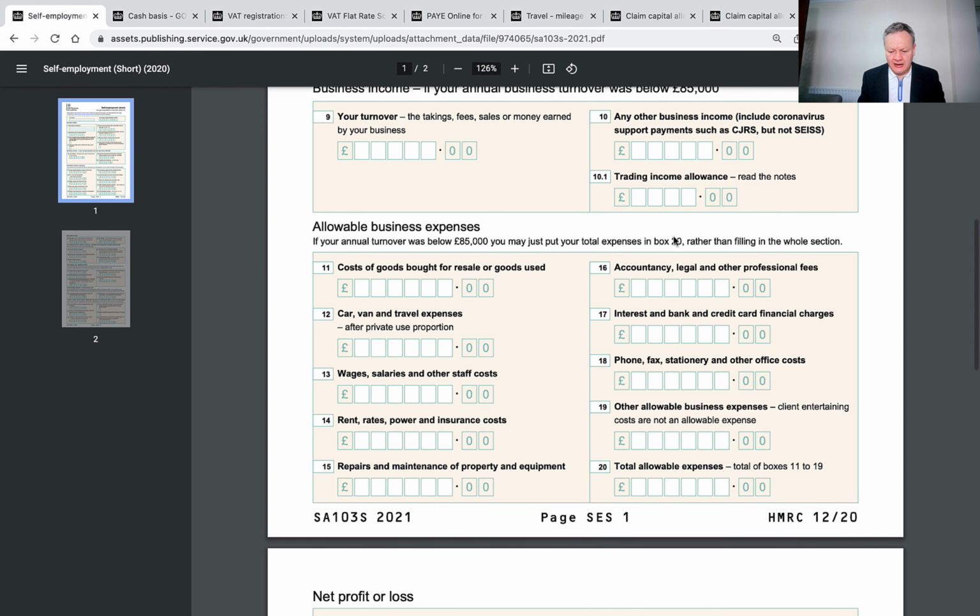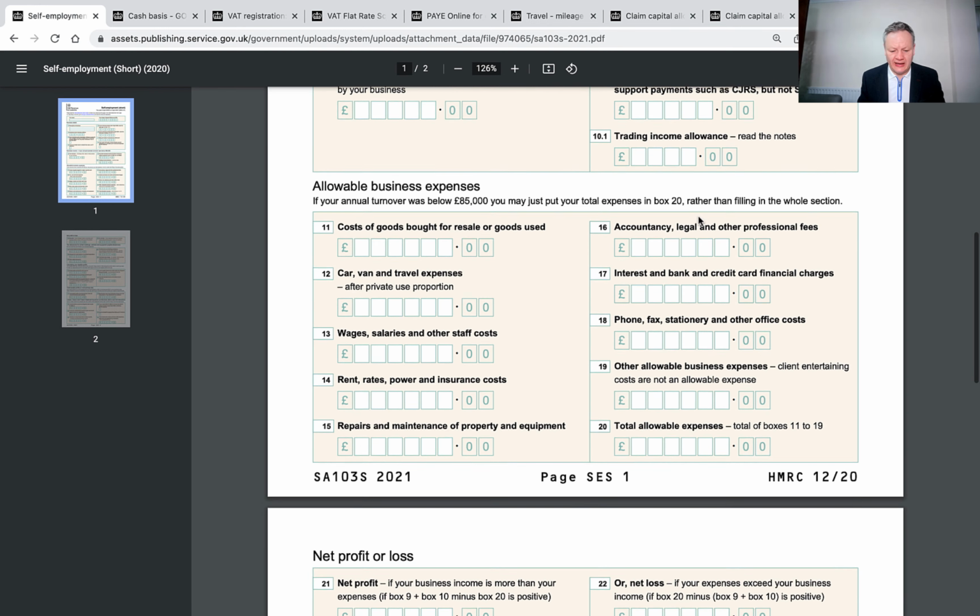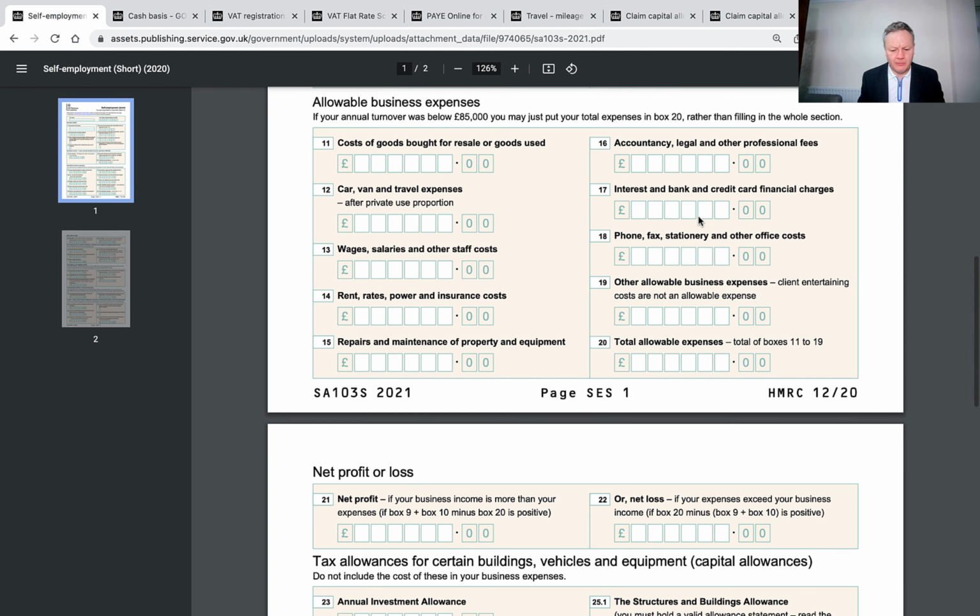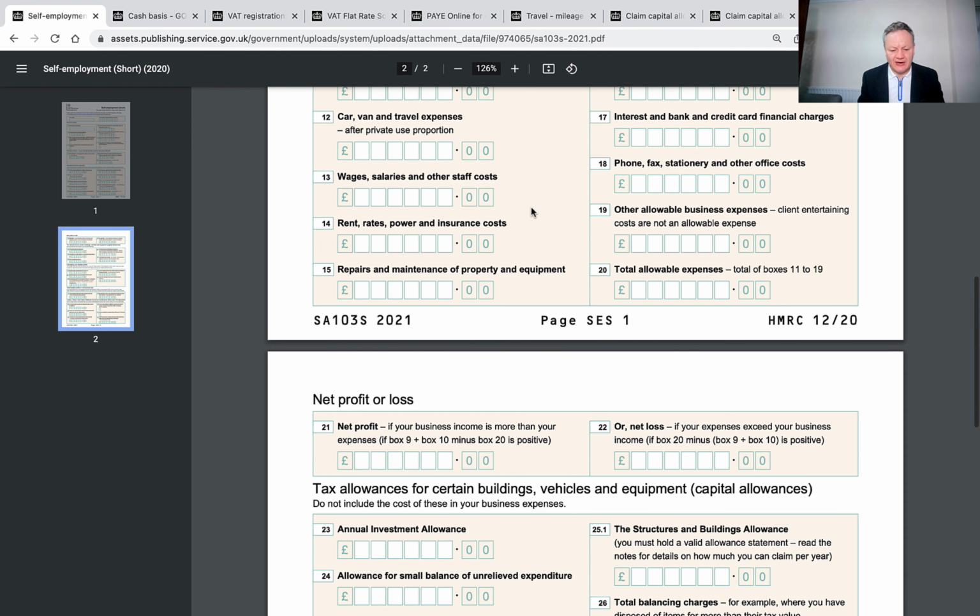Trading income allowance, I'm just going to ignore that point for now and move on to the allowable business expenses. Goods sold and sale. There's no mistakes I can see on here. This is just the items that you use in your business. Typically, if you're selling products, this box will have a higher number than if you're selling services. For example, if you're selling services, you might employ other people, but that won't go in here necessarily unless you use third-party suppliers. Car, van, travel expenses.